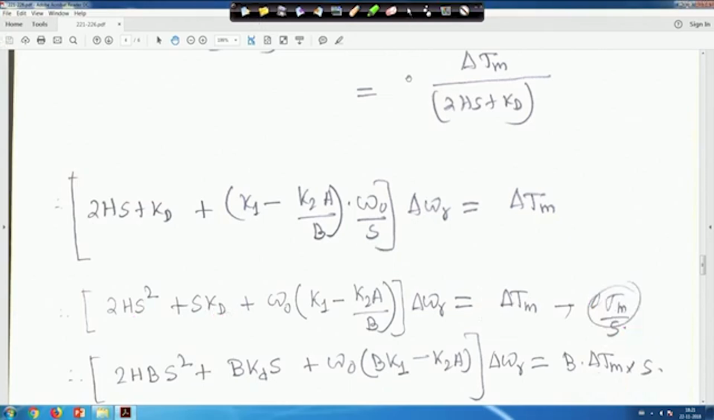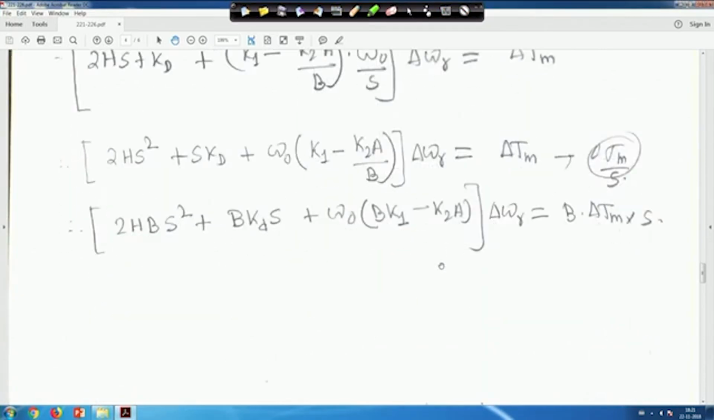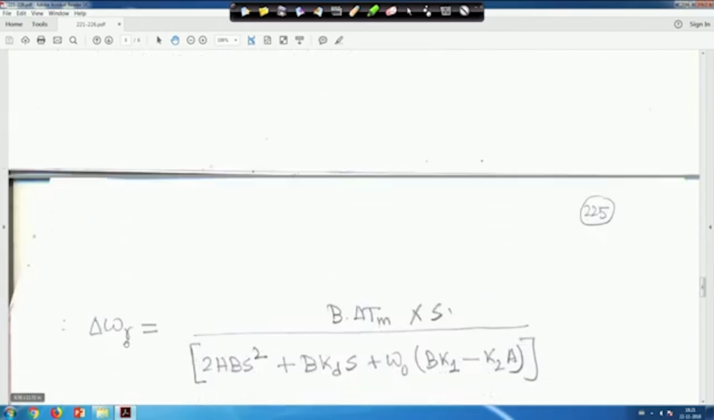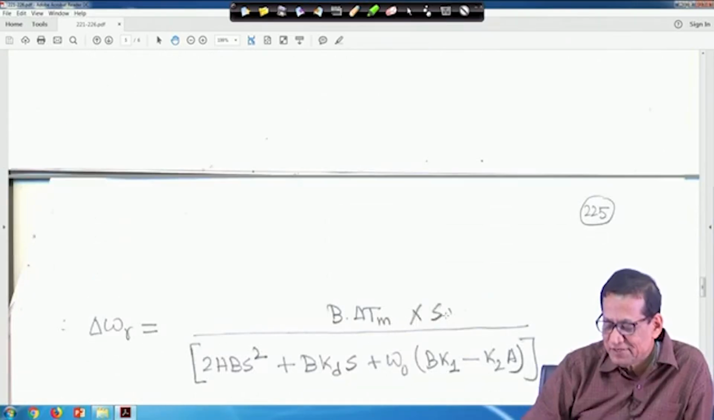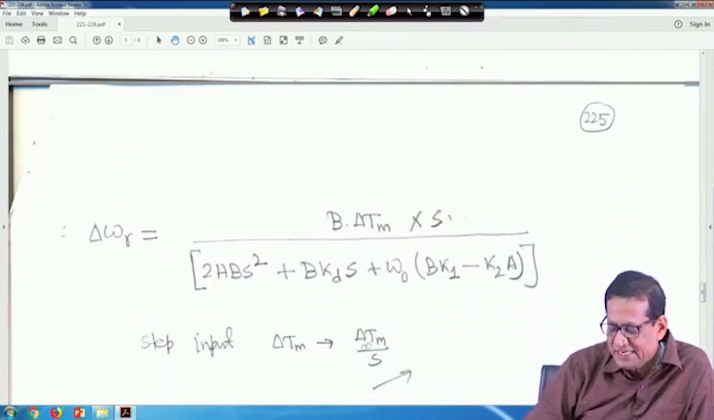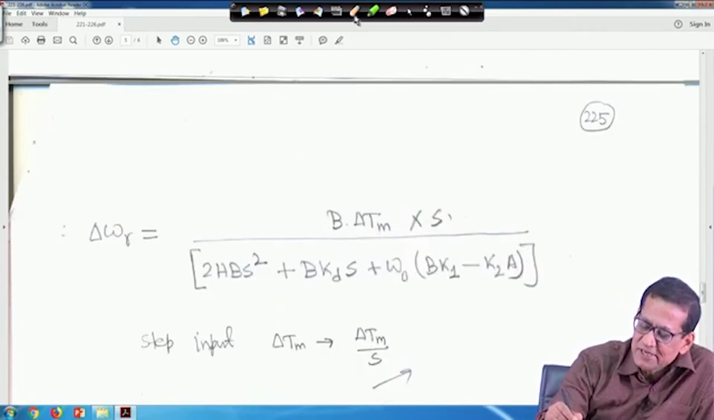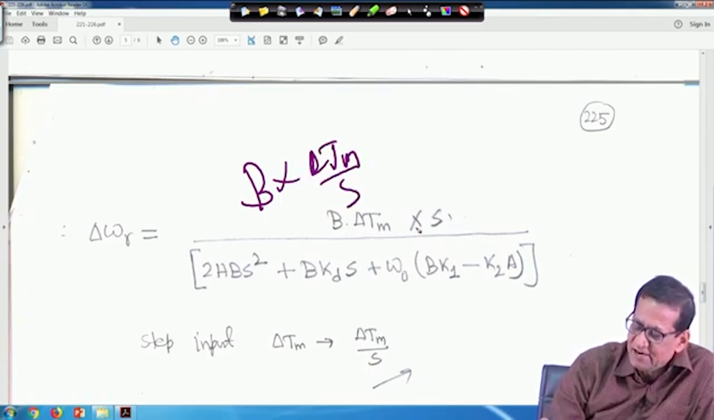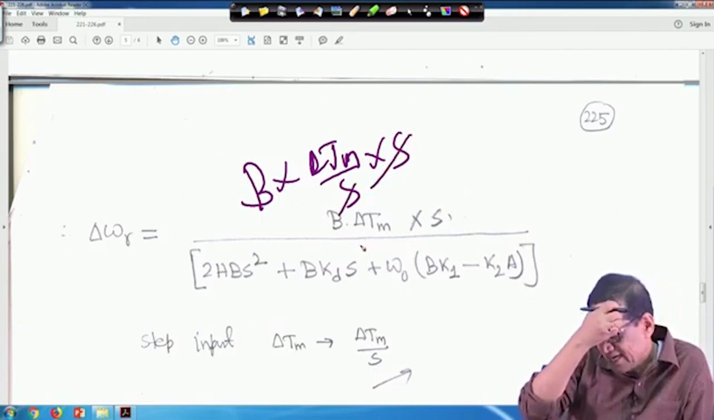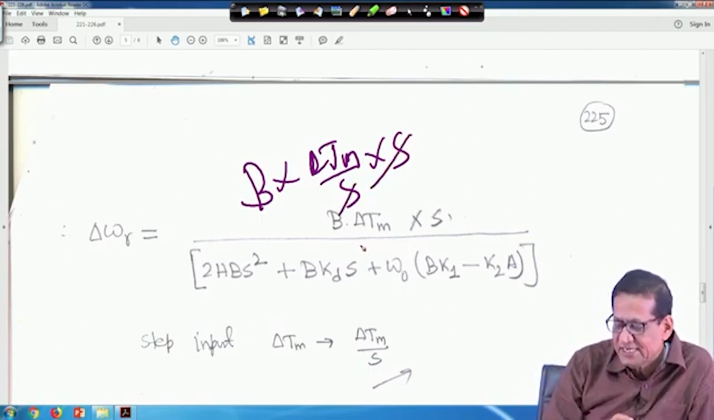So, that means this delta omega r is actually b delta Tm into s over that polynomial. Now, delta Tm is a step input, so we will substitute delta Tm by s. If you do so, in the numerator the b term is there, and delta Tm by s, and another s is there. So, basically s will be cancelled and the numerator will be simply b delta Tm.